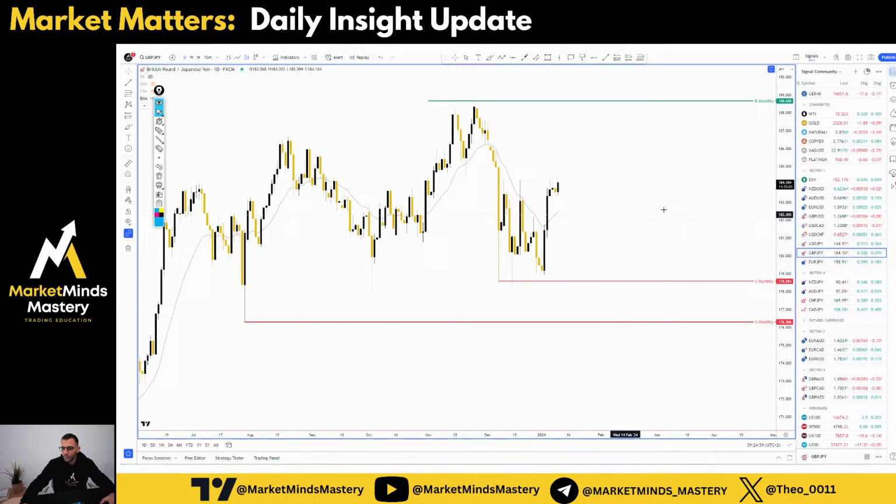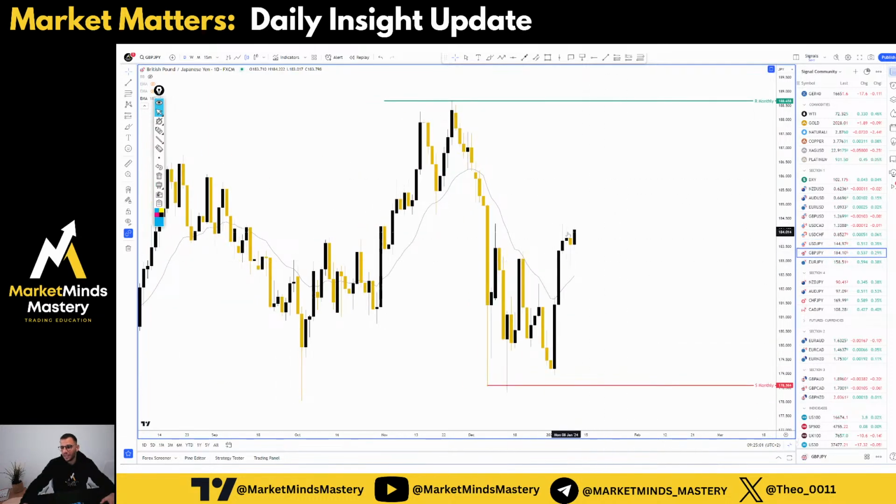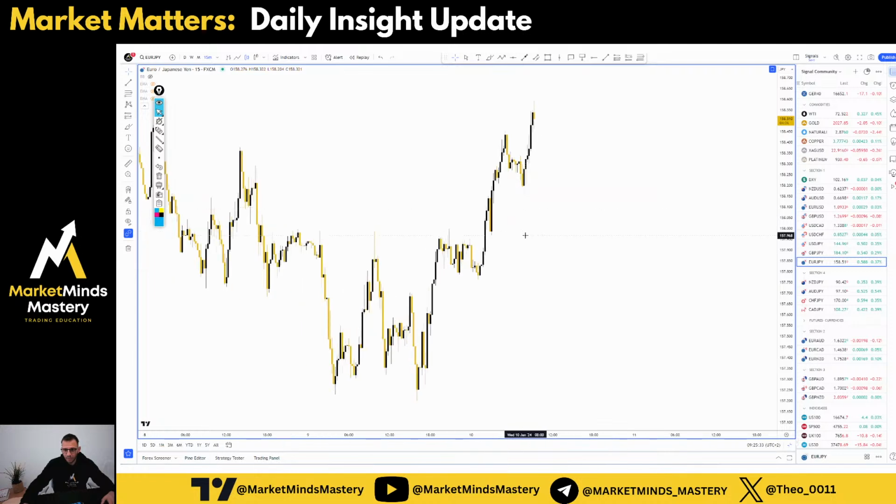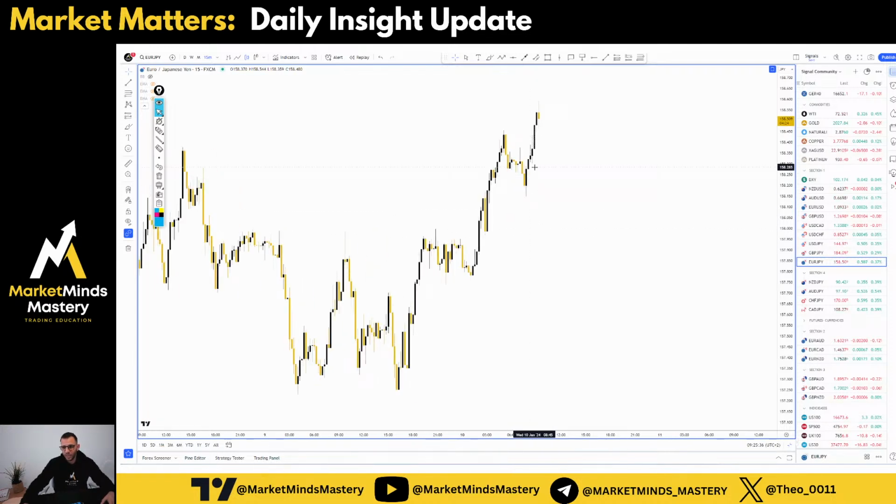Next one, Great British Pound and the Japanese yen, very, very similar. But I like the euro, to be honest. Price made a high here. The euro is bouncing off the 20 period moving average, and it attracts more buyers at this point. That's why we prefer, in my opinion, to use the euro and buy rather than the Great British Pound. But that's again personal preference, every trader is different.